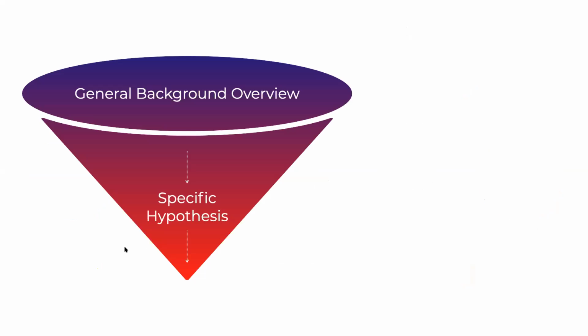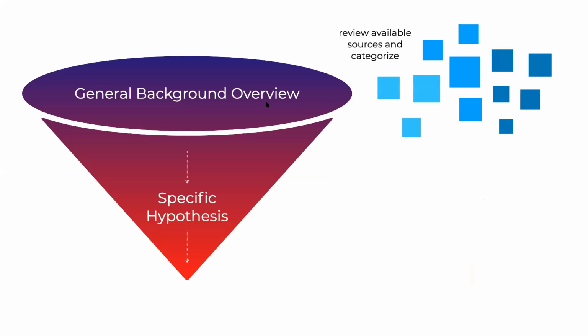So when we think about preparing that project, you typically start with some kind of a general background overview, kind of similar to what you guys have already done, right? You've researched some databases, you've found some interesting insights, you've been able to narrow it down, and now maybe you're starting to think of a more specific question or a hypothesis that you would like to propose. So typically that starts from first reviewing available sources and categorizing them, okay?